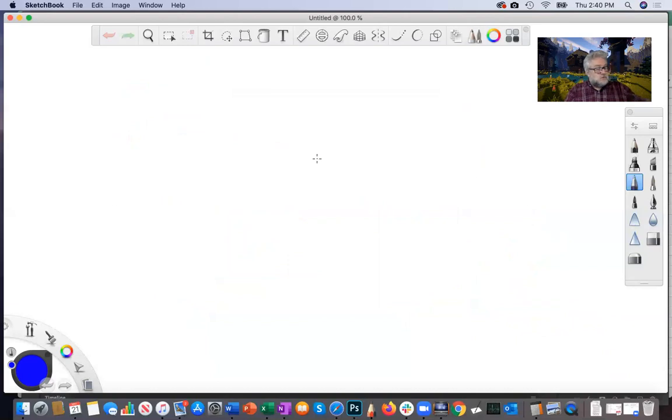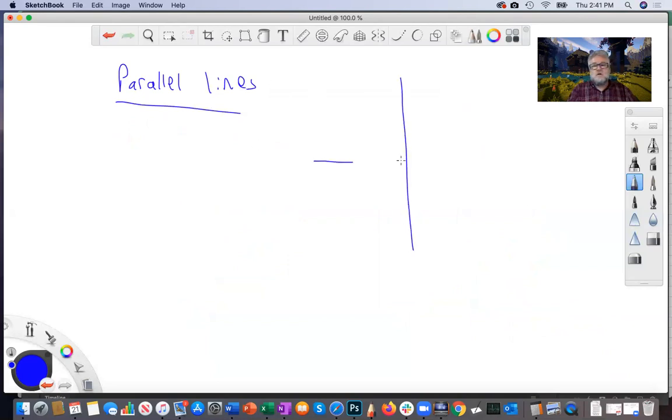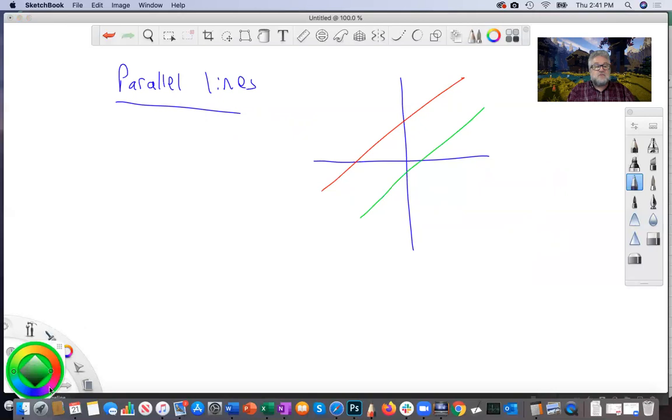So let's talk about parallel lines. I'll make one red and we'll make one green. Parallel lines, since they're parallel and the distance between them is not changing, parallel lines have the same slope always. So for line 1 and for line 2, the slope for line 1 is equal to slope for line 2.